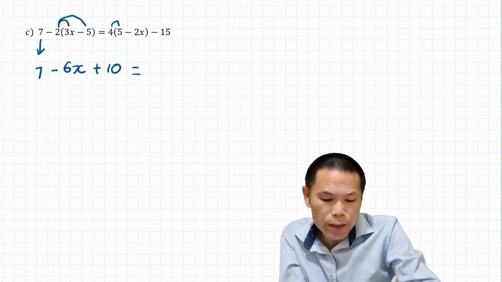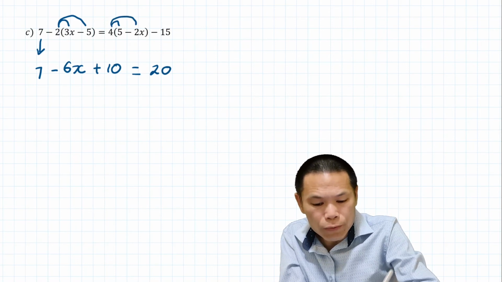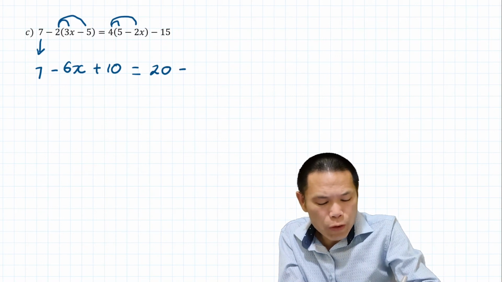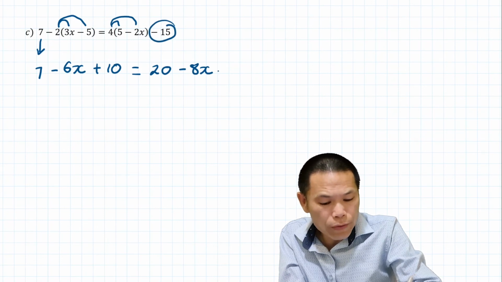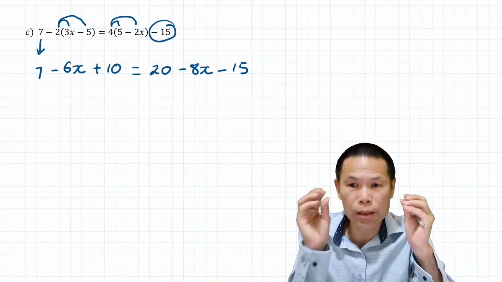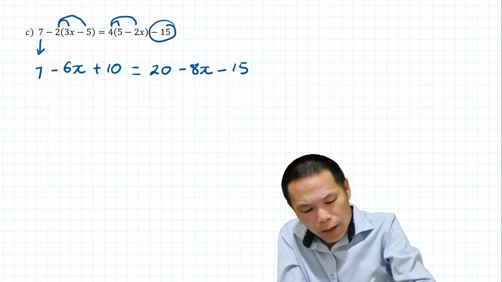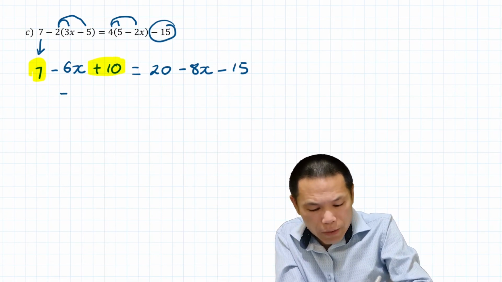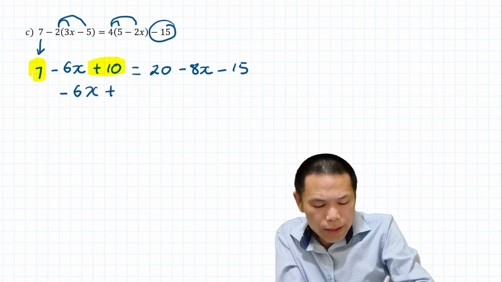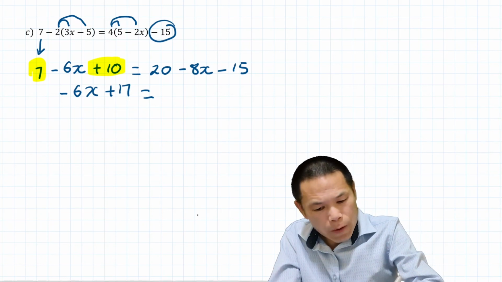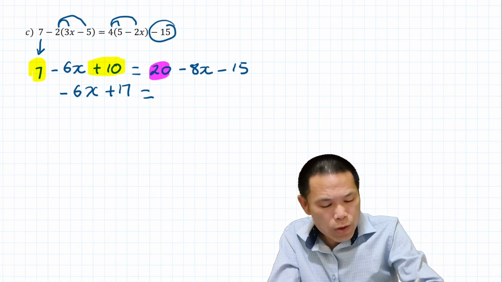Now I just expand the right hand side. So 4 times 5 is 20. And 4 times negative 2. So 4 times negative 2 is negative 8. So that gives me negative or minus 8x, okay? And the negative 15 or minus 15, I write it down. Now what I do is I just collect like terms first, simplify, okay? So now this one here, 7, and then we plus 10, so 17. But then the negative 6x, I write this down. And then plus 17. Or you can write 17 minus 6x, okay? Nothing wrong with that.